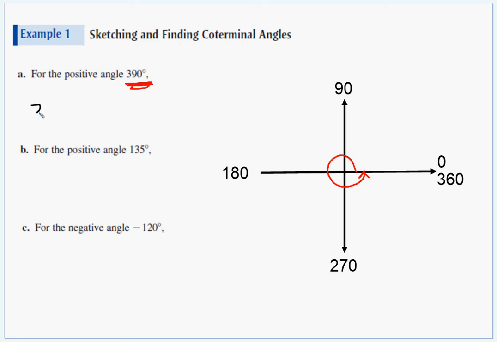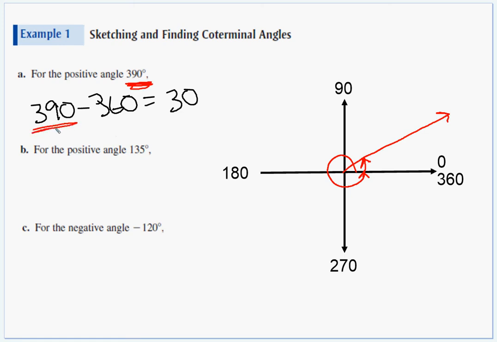Well, we could do this. 390 minus 360 is equal to positive 30. So we've gone a full lap around, a full 360. We're going to go another 30 degrees, and here's our terminal side. So the 390-degree angle is coterminal with the 30-degree angle. They both start on the same initial side, they both end on the same terminal side.